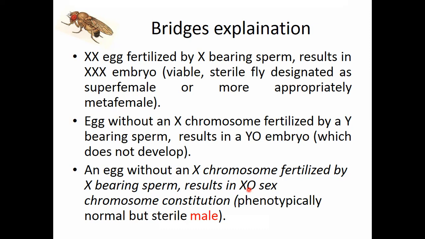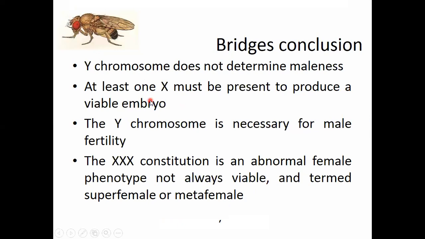Y chromosome मेल ड्रोसोफिला डेवलपमेंट में पार्टिसिपेट नहीं करते हैं, लेकिन Y क्रोमोसोम मेल फर्टिलिटी के लिए नेसेसरी है। So Y chromosome does not determine maleness. At least one X must be present to produce a viable embryo. जैसे हमने पीछे देखा कि YO एम्ब्रियो जब आपके पास आती है, X क्रोमोसोम उसमें एब्सेंट है, तो वो एम्ब्रियो सर्वाइव नहीं करती। So it means at least one X must be present to produce a viable embryo or for the survival of the embryo. Y chromosome is necessary for the male fertility.